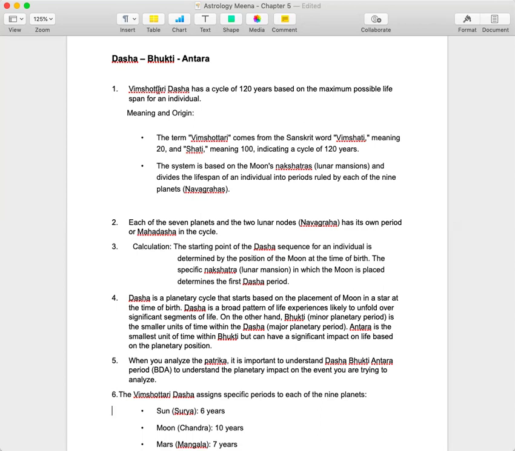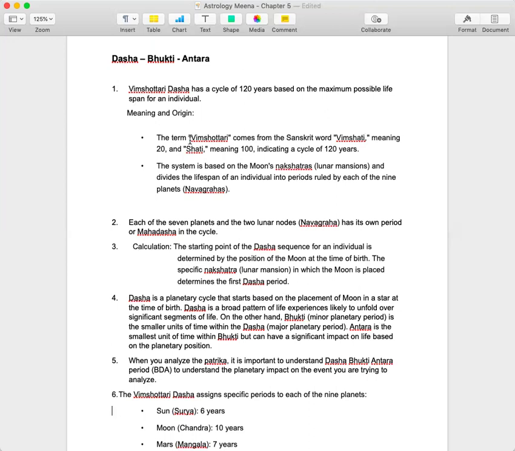Now, it is called Vimshottari. It has a cycle of 120 years based on the maximum possible lifespan for an individual. We are assuming that a human being can live up to a maximum of 120 years. So that whole 120 years is divided into different cycles. So how did it come about?